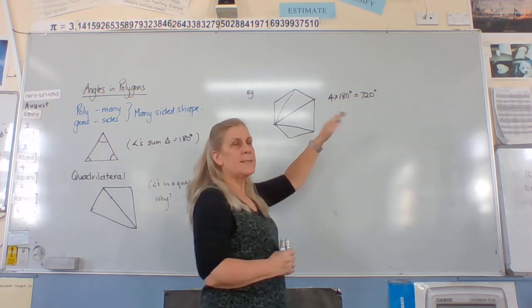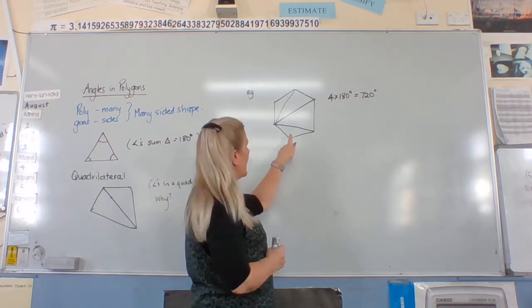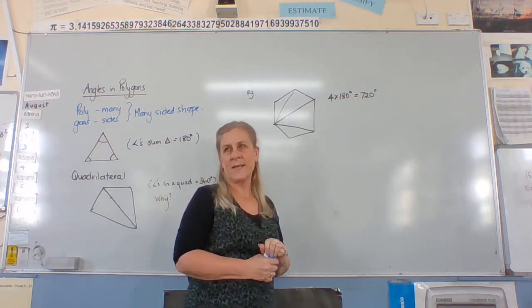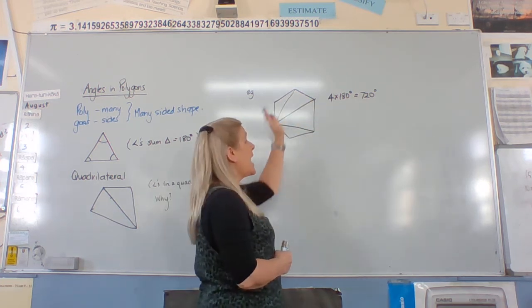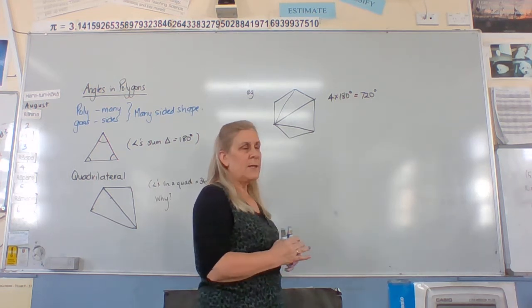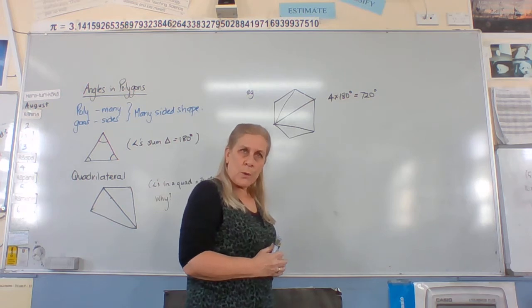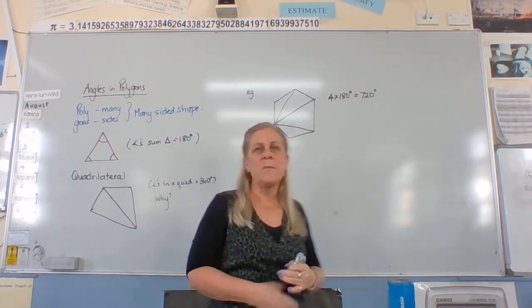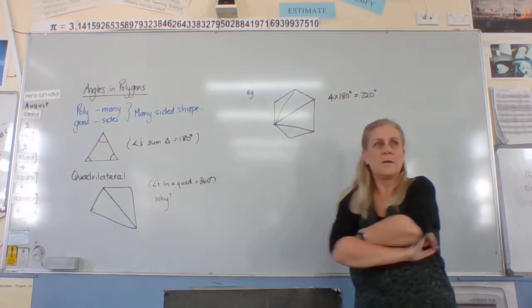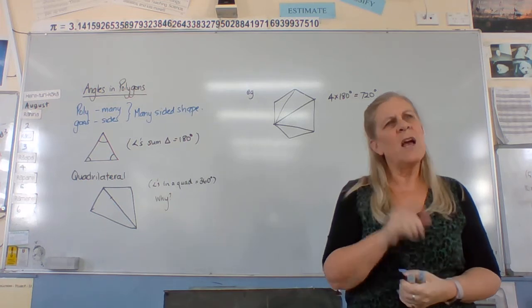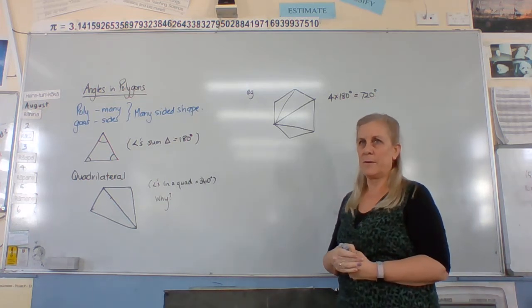A hexagon's angles will always add up to 720 because a hexagon can always be made into 4 triangles. So, what if here's a shape up here, but you don't know how many sides it's got. How many triangles will it have?